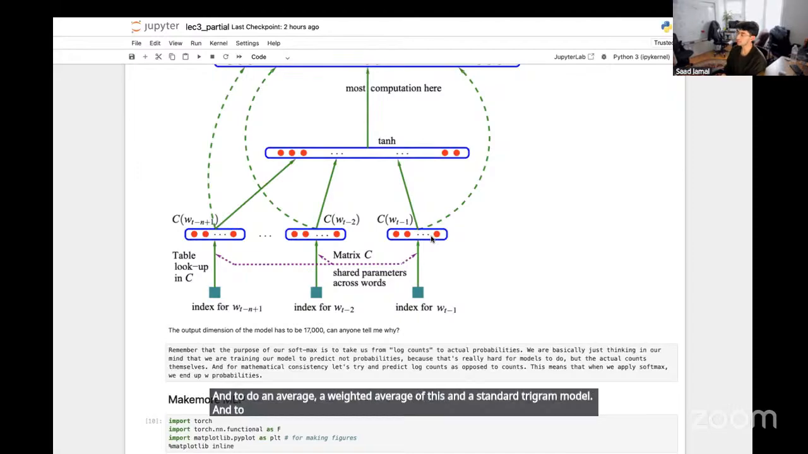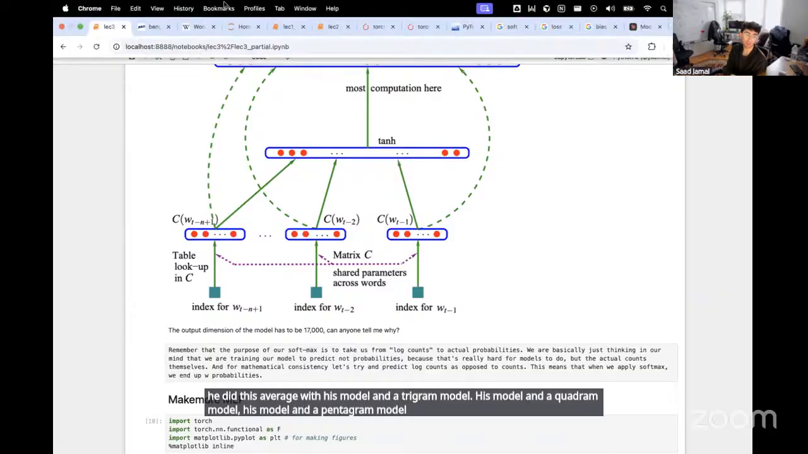And to answer your question, Fazan, the way that he knew trigram was best was he did this average with his model and a trigram model, his model and a quadgram model, his model and a pentagram model, and the trigram ensemble worked the best.